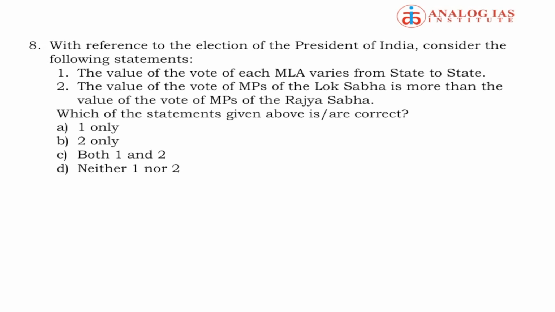The second statement: the value of the vote of the MPs of Lok Sabha is more than the value of the vote of MPs of the Rajya Sabha. Now, this statement is wrong because the value of vote of MPs of Lok Sabha as well as Rajya Sabha have similar value, and their value does not vary depending on whether they are MPs of Lok Sabha or Rajya Sabha. Yes, altogether because Lok Sabha has more members, Lok Sabha overall will have more weightage as compared to Rajya Sabha, but the value of vote of an individual MP does not vary between Lok Sabha and Rajya Sabha. Thus the statement is wrong. The answer is 1 only, that is option A.